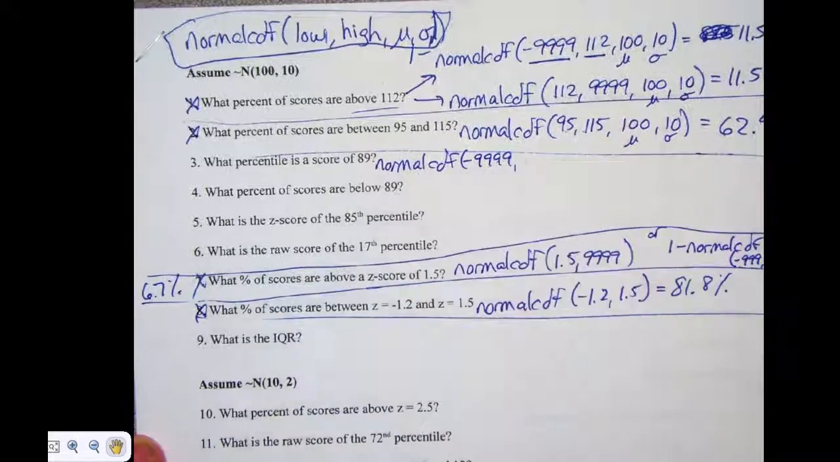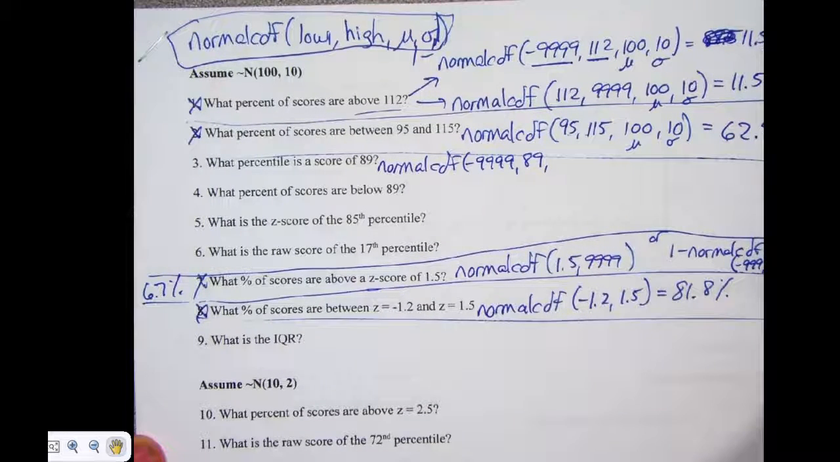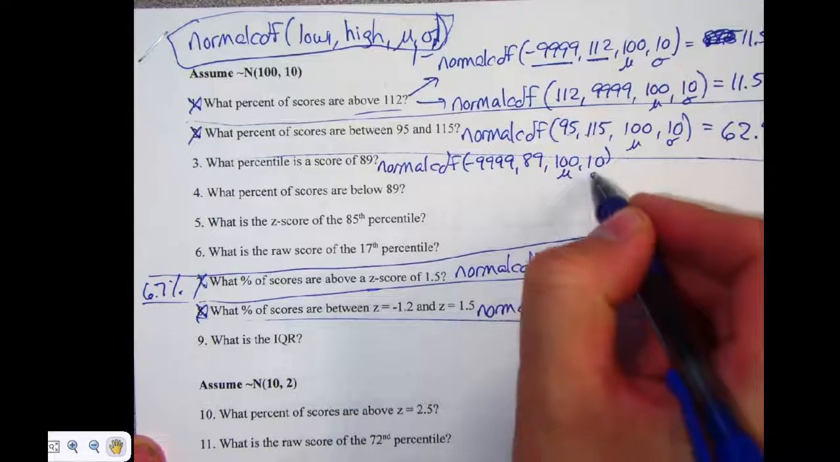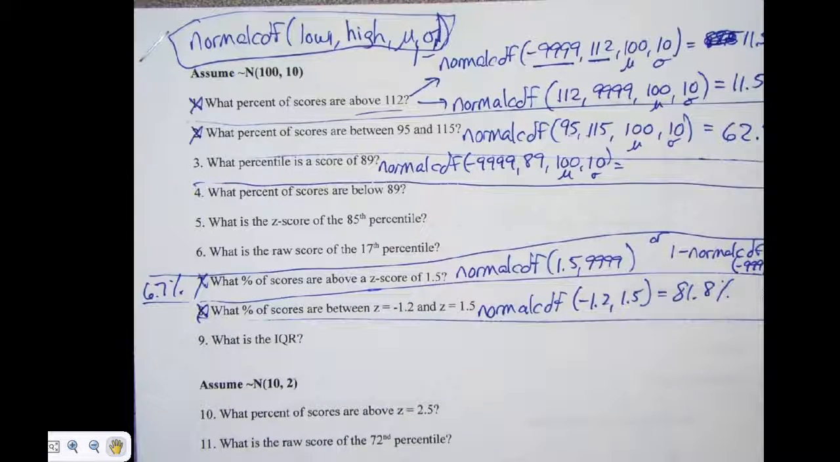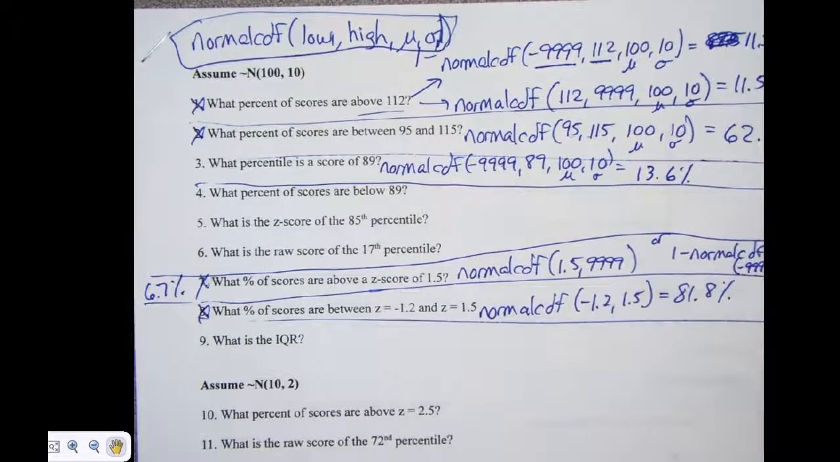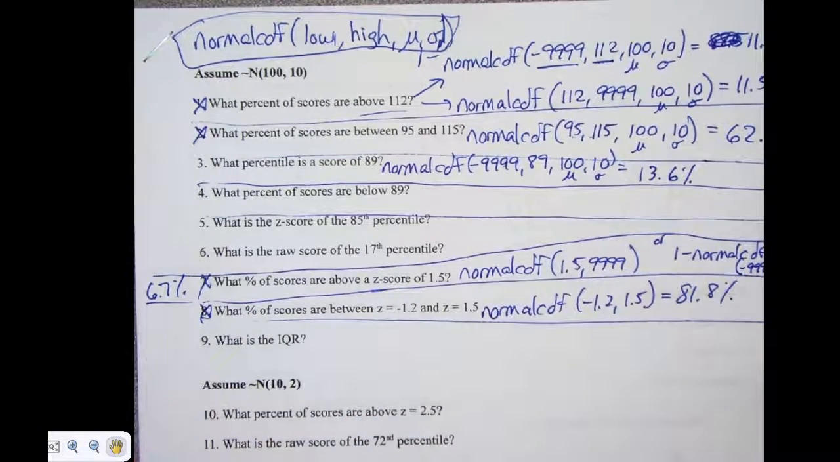So this is going to be negative 999 up to 89. I don't have a z-score, right? So I have to tell the calculator the mean and standard deviation. You have to label them. So it's like 13.6%. Round to a decimal, I'd say, yeah.